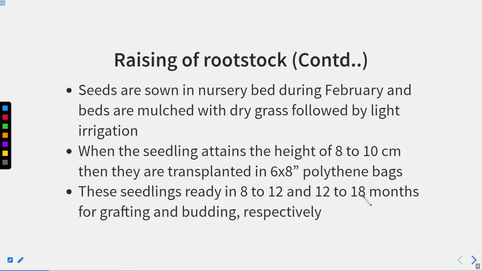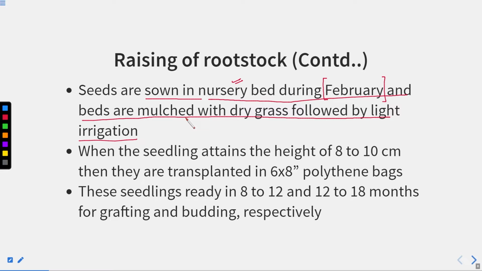Now, after that, the seeds are sown in the nursery bed during February, and the beds are mulched with dry grass, followed by light irrigation. So if we have taken out the seeds, then we have to soak them for either 12 hours with the help of gibberellic acid, or 24 hours with water. Then we take out the seeds and sow them in the nursery bed. And this is the best time, that is the February time.